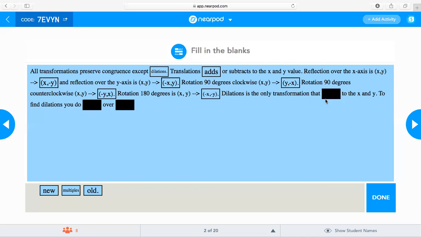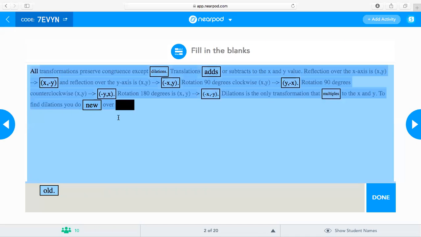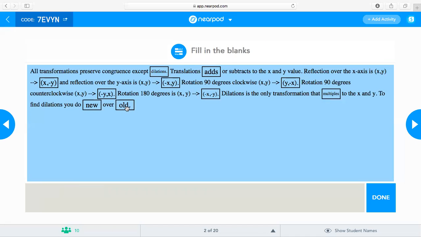And dilation is the only transformation that multiplies to the x and y. To find the dilation, you do new over old. Anyone get all of those before I did that? No?